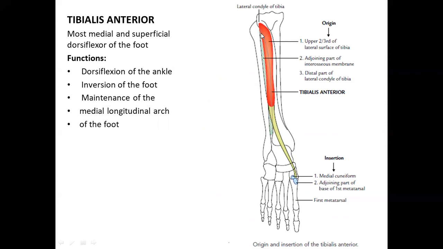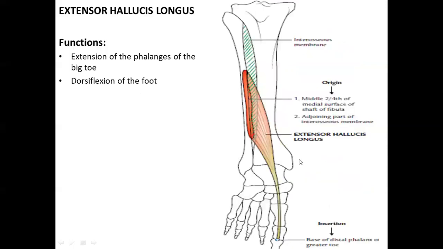It arises from the upper 2/3 of the lateral surface of the tibia and the lateral tibial condyle and adjacent interosseous membrane. It goes and it is attached to the medial cuneiform and the adjoining part of the base of the first metatarsal bone. It causes dorsiflexion, it causes inversion of the foot, and it maintains the medial longitudinal arch of the foot. The extensor hallucis longus muscle, it arises from the middle 2/4 of the medial surface of the shaft of the fibula and the adjoining part of the interosseous membrane, and it is attached to the base of the distal phalanx of the great toe.